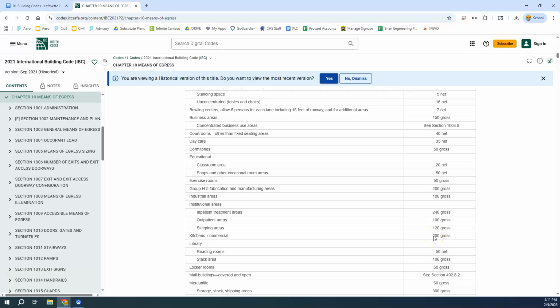Let me say that again. If you have a 4,000 square foot business and half of it is the kitchen itself, that means 2,000 square feet for the kitchen, at 200 gross square feet per person. If we take 2,000 divided by 200, you get 10 people.